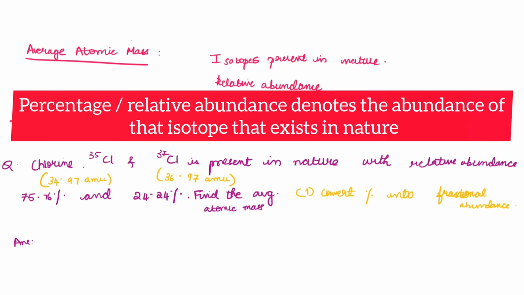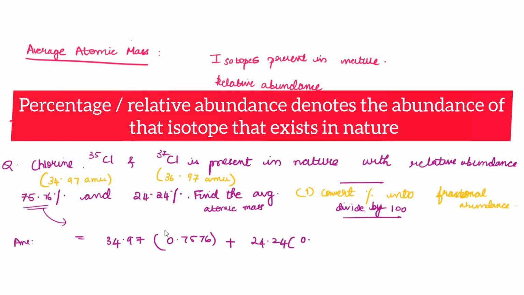The first step is to convert the percentage into fractional abundance. For that you need to divide by 100, isn't it? 75.76 percent means 75.76 by 100. You simply multiply the atomic mass of individual isotopes by their relative abundances to get the average atomic mass. So the answer is 34.97 into 0.7576, that is what you get when you divide by 100, plus 36.97 into 0.2424. So multiply, open the bracket, multiply and add, and tell me what you get. We get 35.45 AMU.